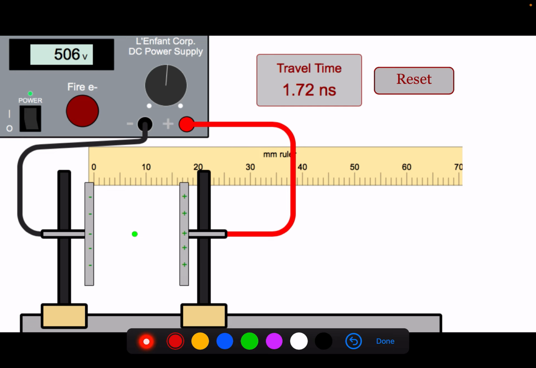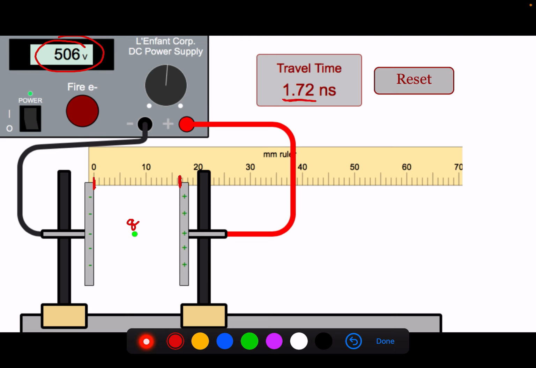Okay, so again, here's an example. We have our plates charged up using some sort of power source. We need to know the voltage. We need to know how far apart the plates are. You measure from the inside to the inside, not center to center. You need to know the charge that you are accelerating.